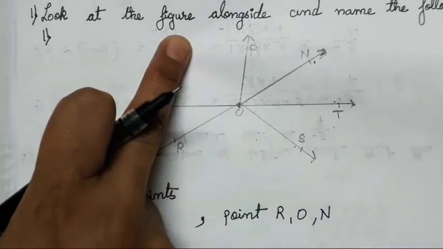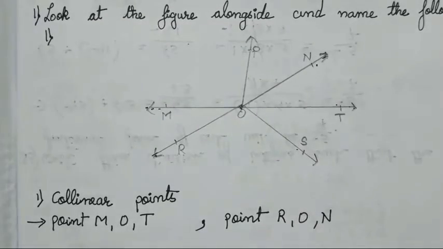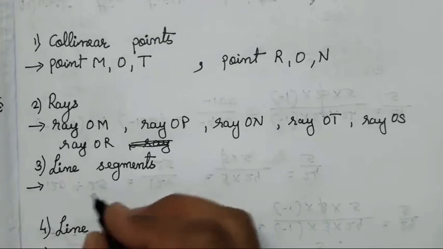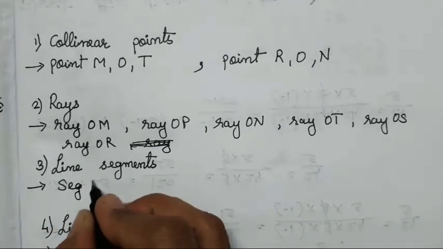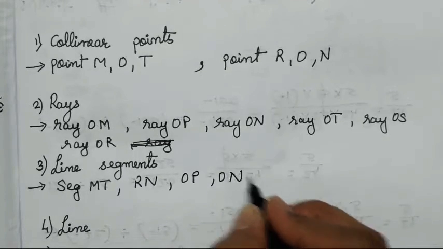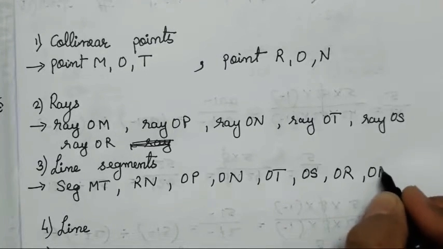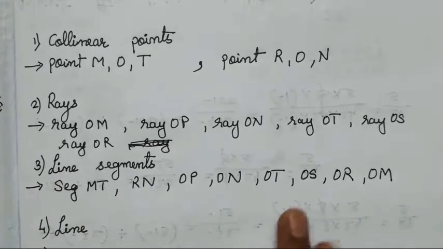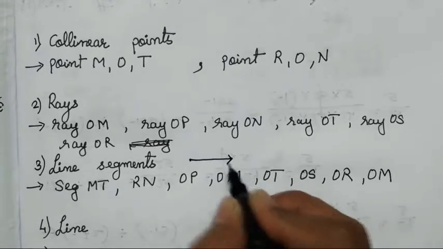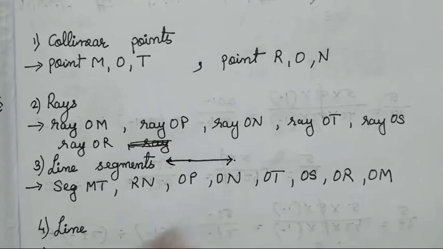This can be created as line segment. OR, the line is already extended. OM, the line is already extended. Okay, so let's write the names. It will be named as segment MT, RN, OP, ON, OT, OS, OR, OM are all line segments. Got it? I hope this is clear. What are line segments? Dot and arrow, and this dot can be extended. So it should have both the arrows.